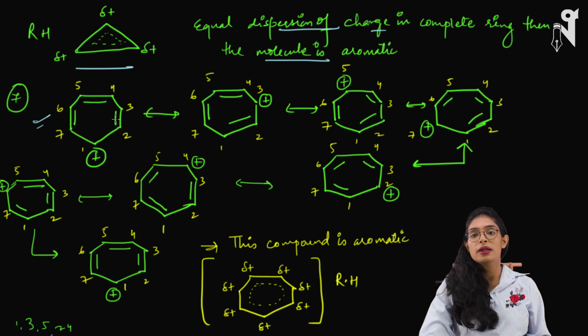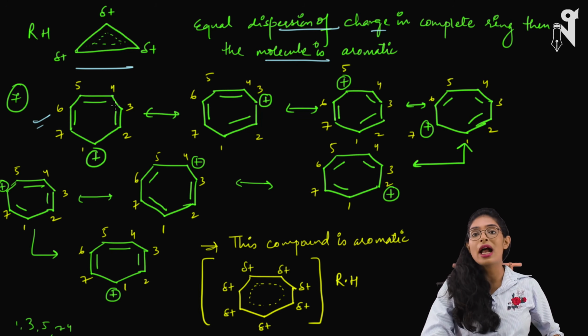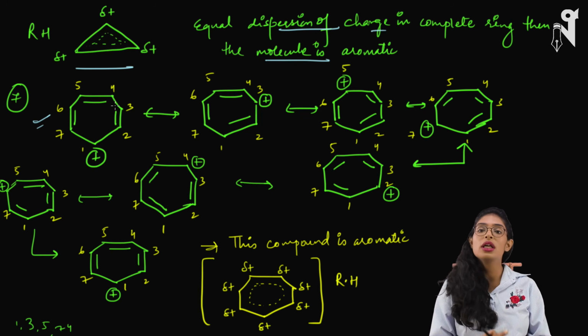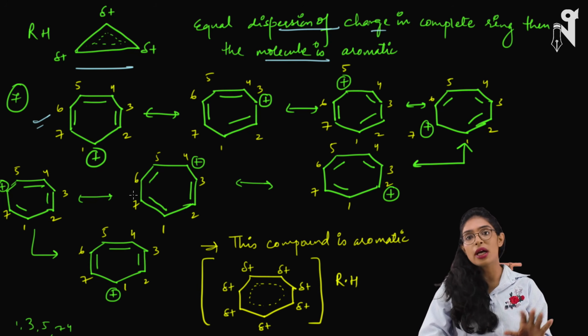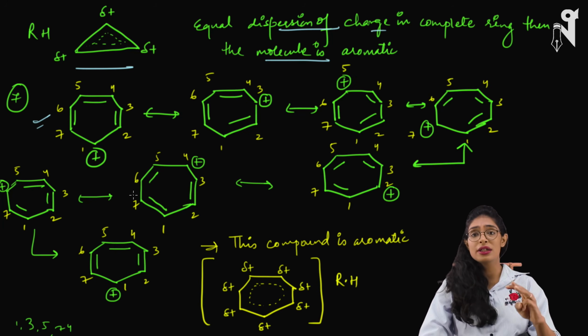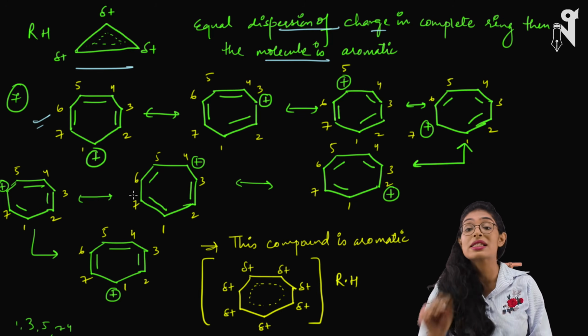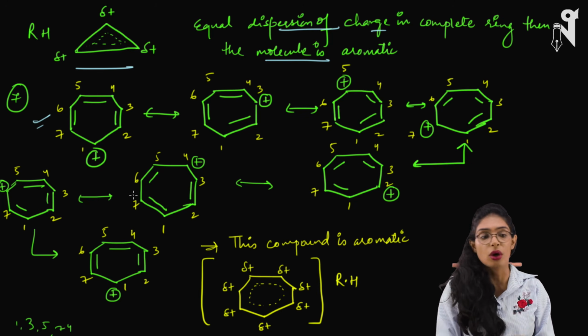condition for aromaticity. Apart from that, we have to see, that's one condition. The second condition is all the atoms of the cycle should be planar, in the same plane. So all of these are sp2 hybridized, all are in the same plane. The third condition is the charge and the pi electrons should be equally distributed throughout. So that is what we are going to check, whether it is going to get equally distributed or not.